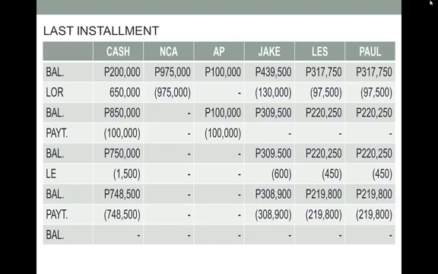Then, capital balances. Then, payment of liquidation expense. Payment of liquidation expense is 1,500. So, allocated ulit siya sa capital accounts ng bawat partner. So, 40% of 1,500 is 600. Then 30% of 1,500 is 450. So, allocated yung 450 to Les and Paul, since parehas lang naman sila ng profit sharing ratio of 30%.